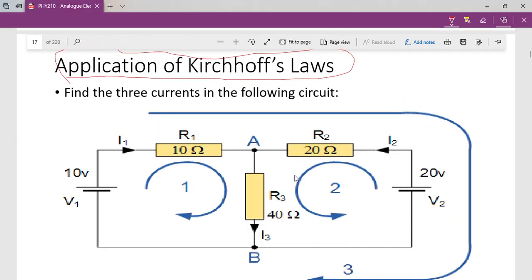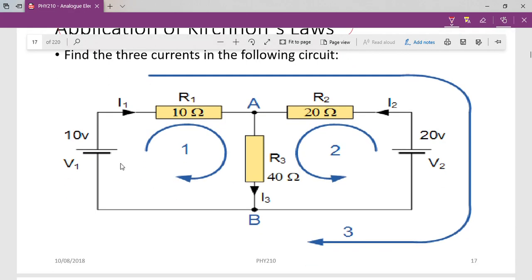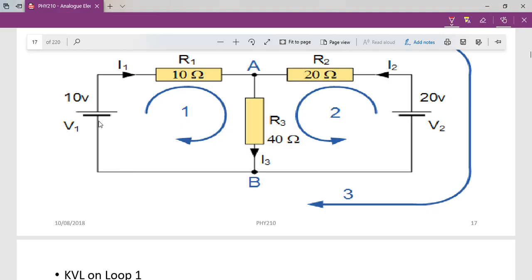Also, let's consider the first loop. This is our first loop. This is our second loop. Now, as I said, if we move from negative to positive, that is potential rise, so it is positive. But also, if the current is moving in the direction of the loop, this is the direction of current, and this is the direction of the loop. Now if these two are moving in the same direction, it will be negative.